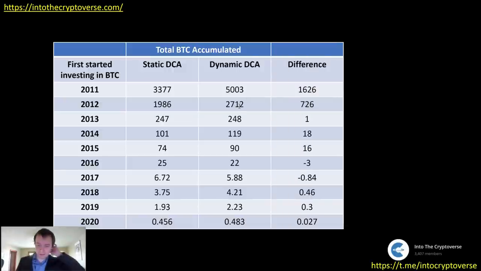If you look at the difference in the number of Bitcoin you would have accumulated using these two approaches, if it's positive, it means with dynamic DCA, you would have had that much more Bitcoin.